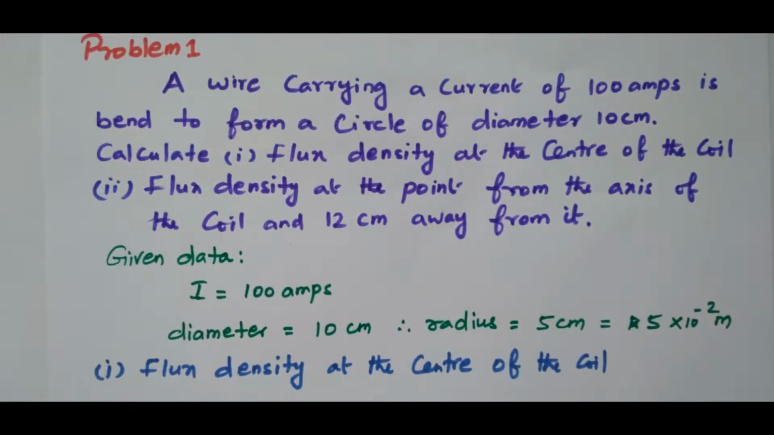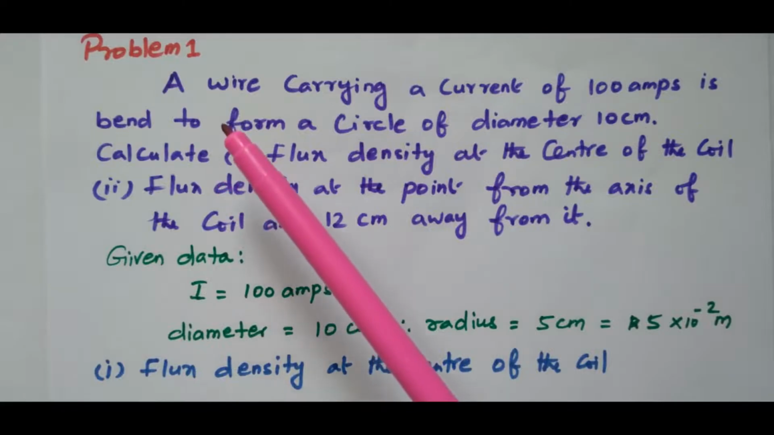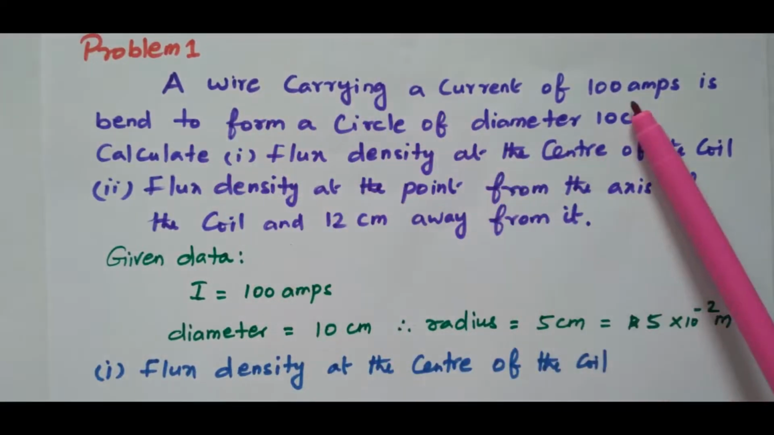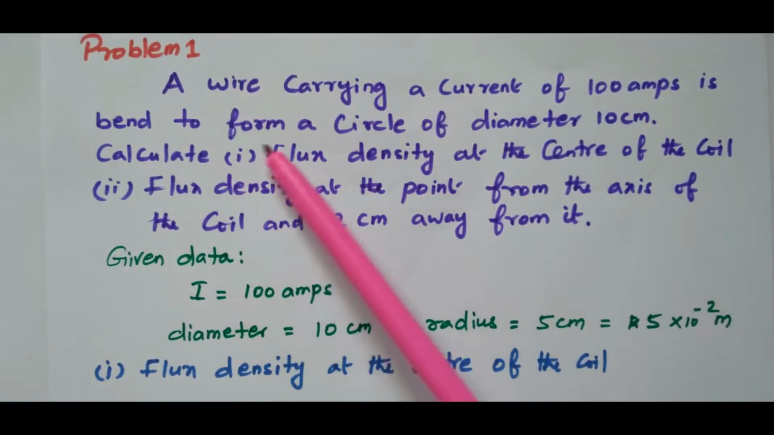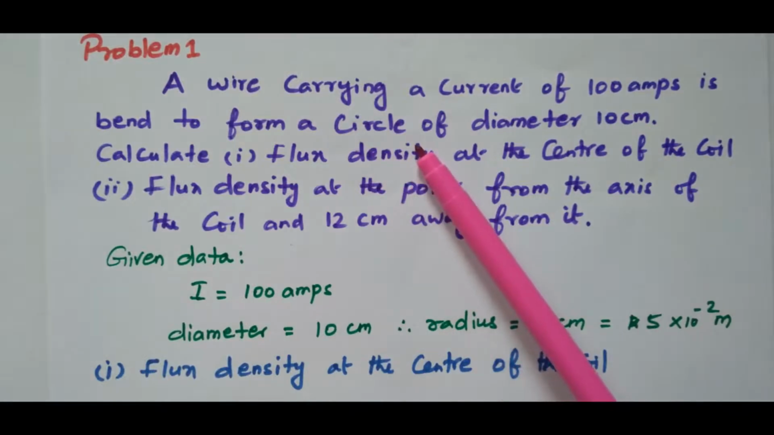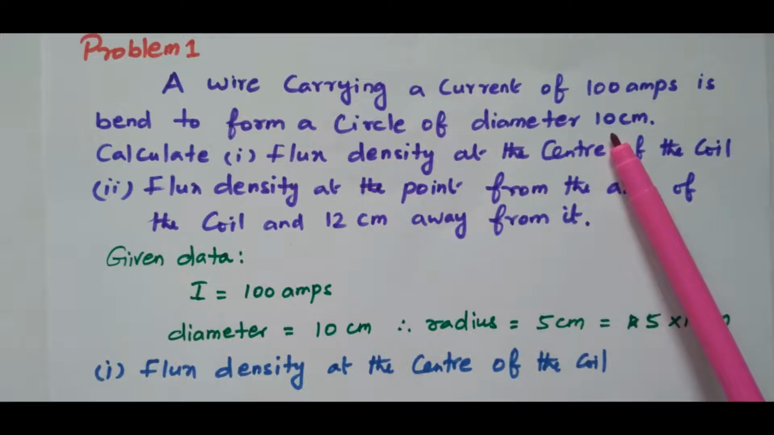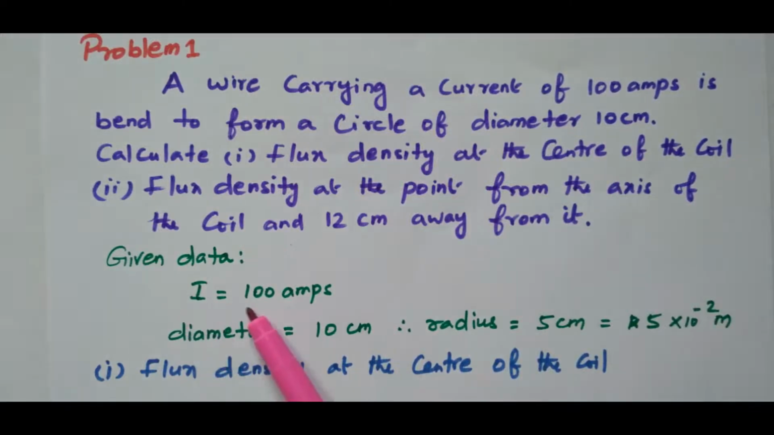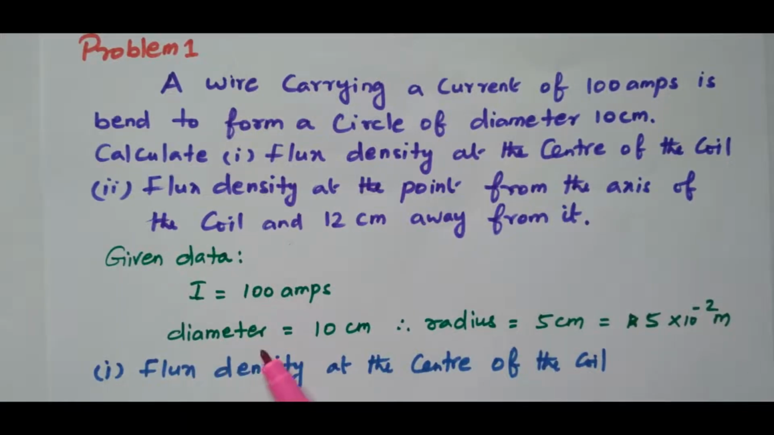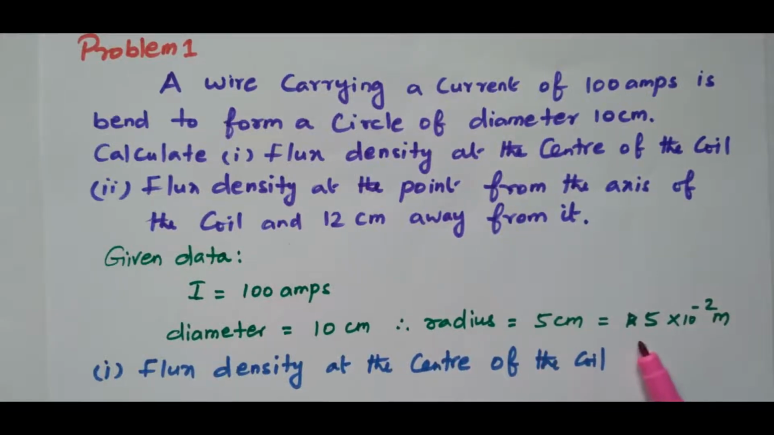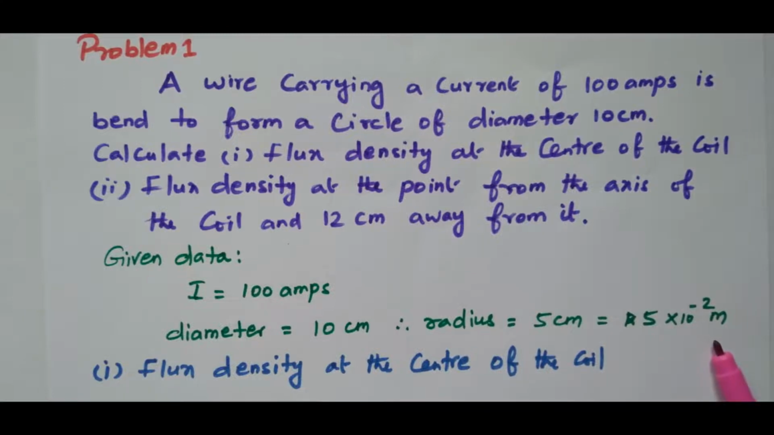We'll see the first problem. What is given? A wire carrying a current of 100 ampere is bent in the form of a circle. So this is a circular current loop of diameter 10 centimeter, right? See here, the current is 100 ampere, diameter equal to 10 centimeter means radius equal to 5 centimeter, that is 5 into 10 to the power minus 2 meter.